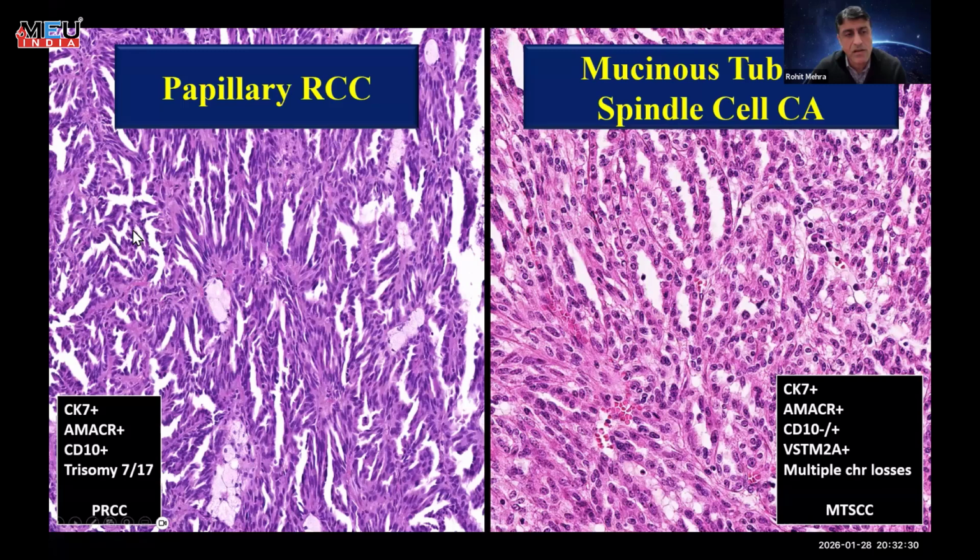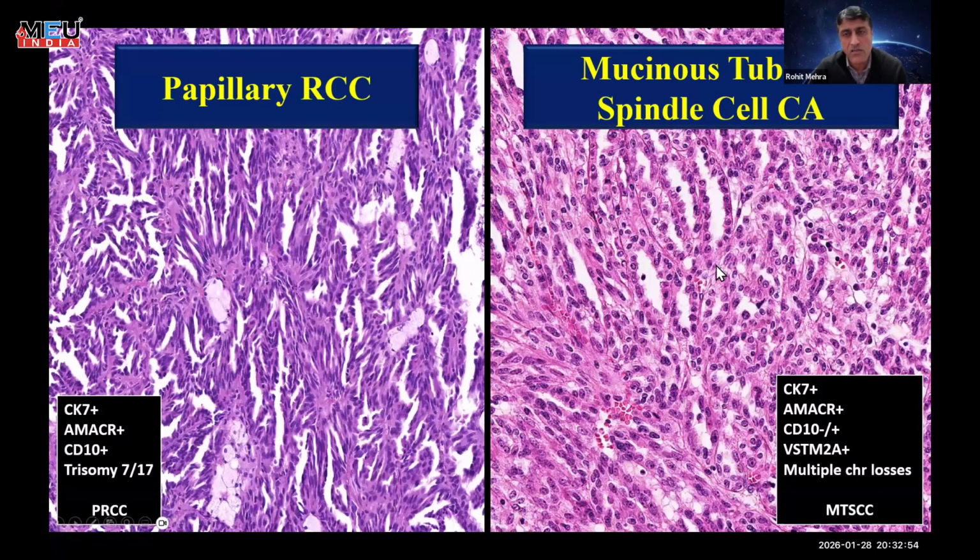Tiku always says, papillary RCC tends to have an irregular or jagged phenotype, whereas MTSCC tends to have a smooth tubular phenotype. But still, there will be cases we won't be able to distinguish faithfully at the morphologic level, because we can also have mucin-poor MTSCC, and we can also have high-grade MTSCC, which can be tough to diagnose.